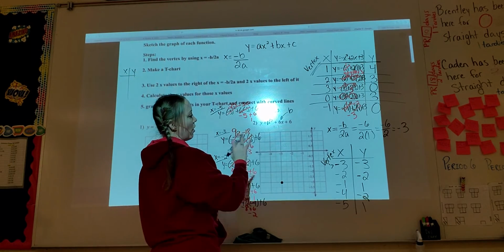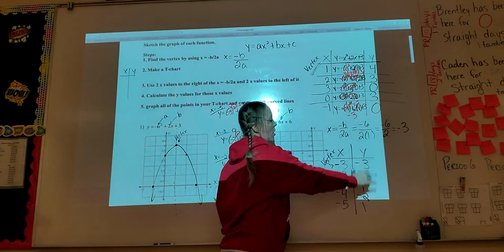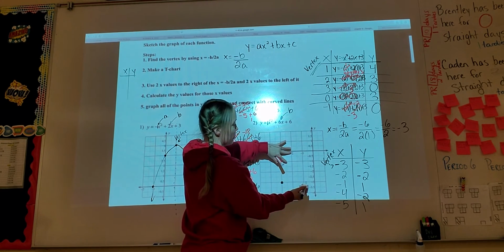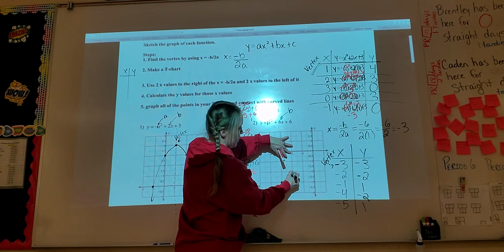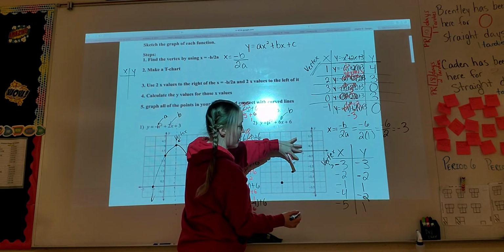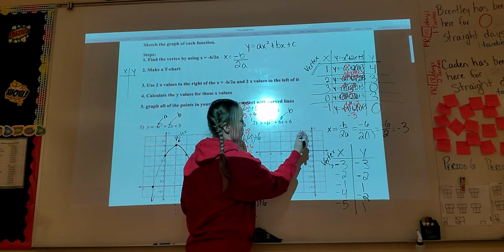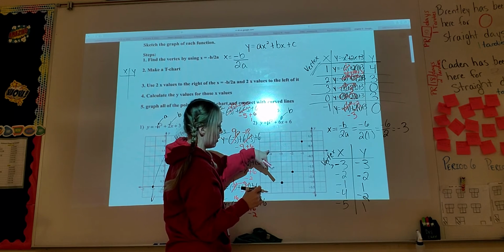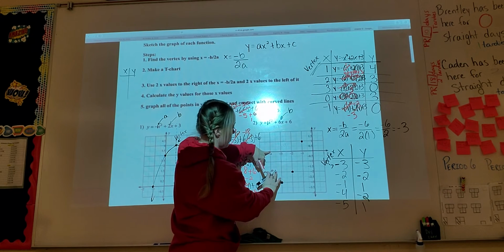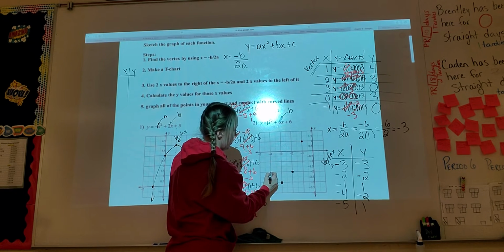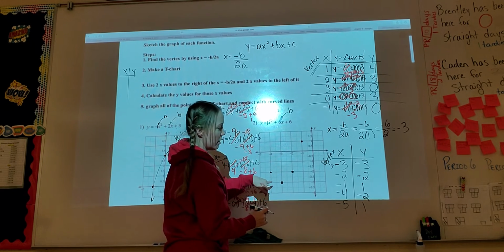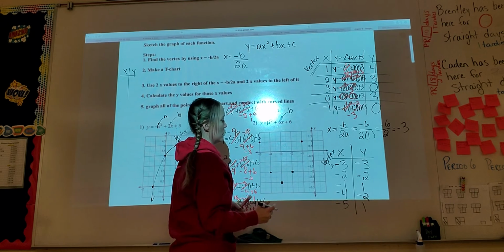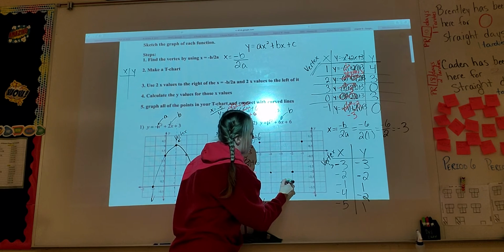Now I'm going to plot all these points. I've got my points all right here. So I'm going to plot the point negative 2, negative 2. So negative 2 is right here. And then negative 1, 1. And negative 4 and negative 2 right here. And then negative 5 and 1. And then I'm going to make my parabola.